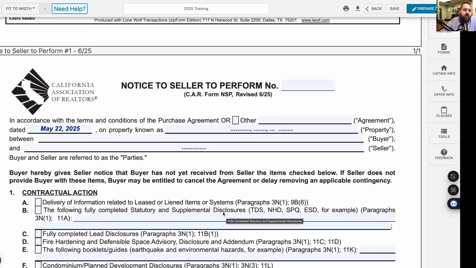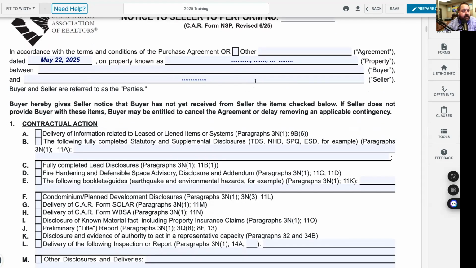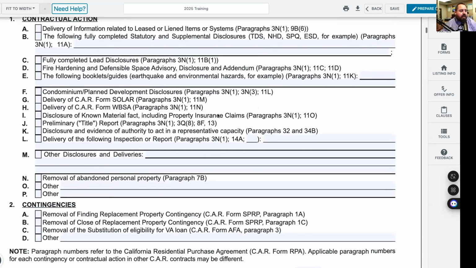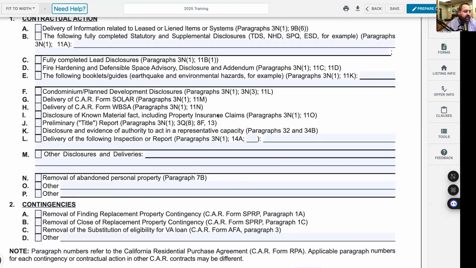No? All right. So looking at the notice to seller to perform, same thing, right? Which agreement is this attached to, whether it's the purchase agreement or some other amendment or something that we've done that this is tied to. The property address, the buyer's name, the seller's name. Seller's looks a little bit different because there are much fewer contingencies for the seller than there are for the buyer, but there are contractual obligations.